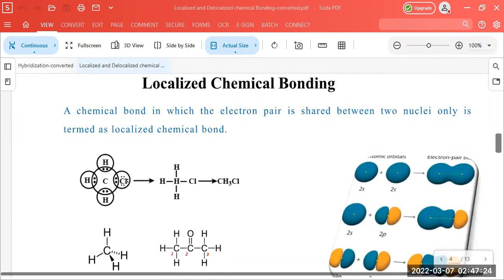So, coming to our discussion, first of all, localized chemical bonding. A localized chemical bond is one in which the electron pair is shared between two nuclei.